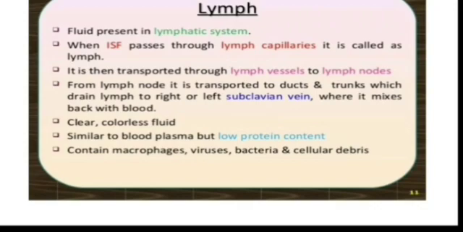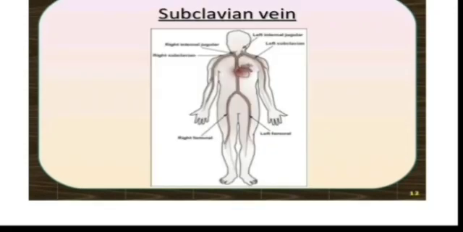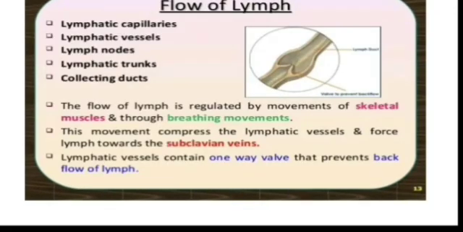Lymph is clear and colorless. Blood is red in color, right? But lymph is clear and has no color. It is similar to blood plasma, but has low protein content. It contains macrophages, viruses, bacteria and cellular debris. What is cellular debris? These are the dead cells. This is a view of your subclavian vein.